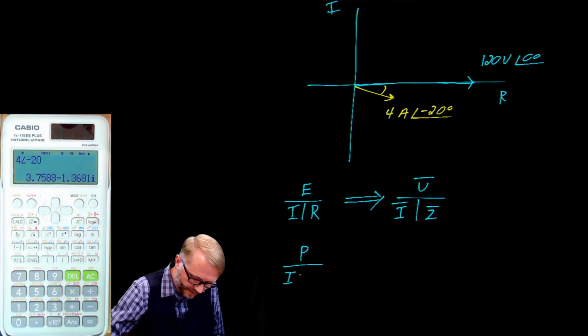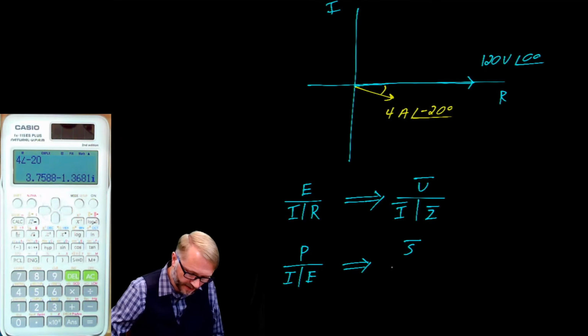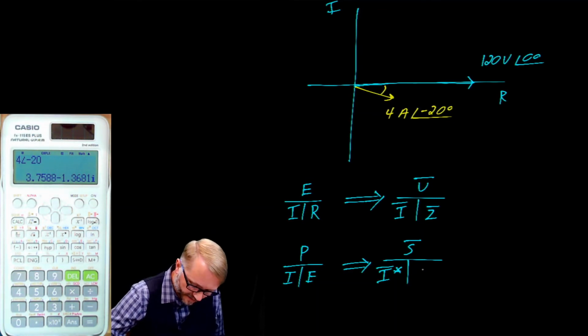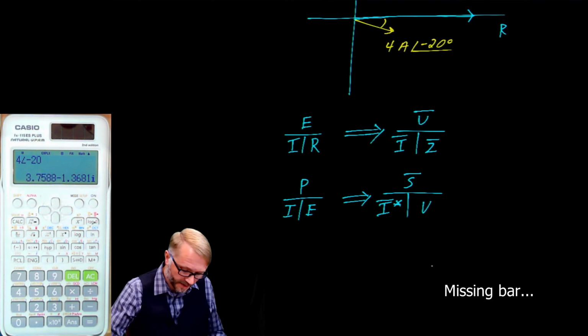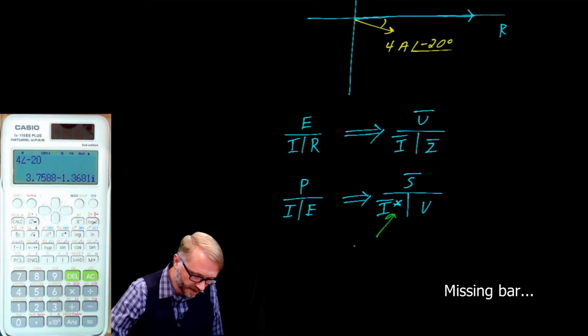So here we had P = IV. Well, that just transformed into complex power over the complex conjugate of the current vector multiplied by the voltage. By the way, this complex conjugate basically means flip the sign for our purposes.